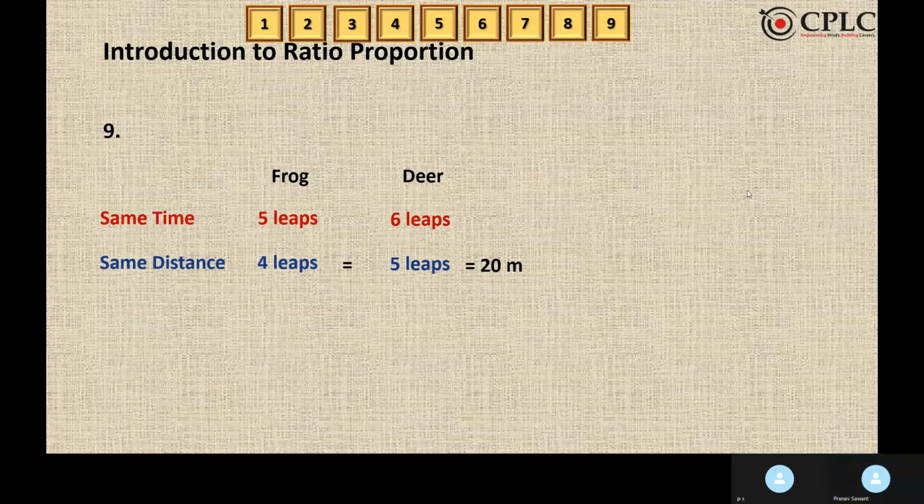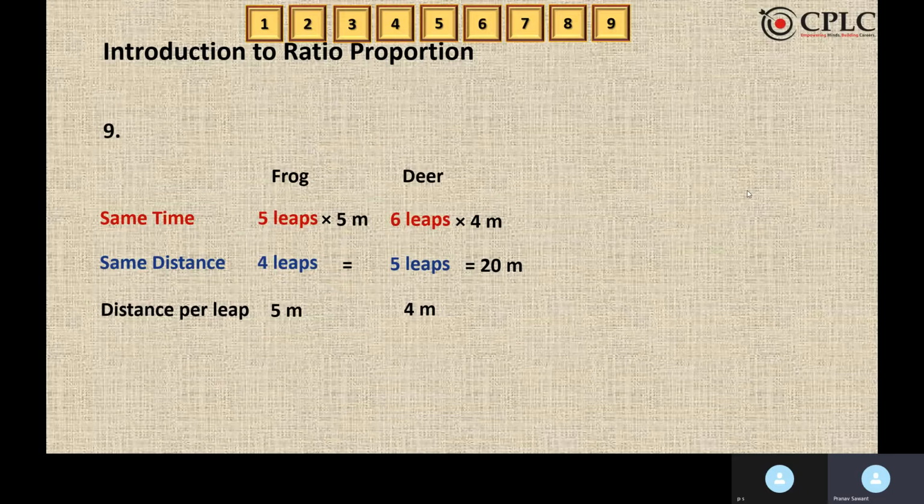Now, it is the same distance. But over here we have 4 and 5. They are not the same. Hence, by taking the LCM, we'll first make the distance the same. So the distance we have made the same is 20 meters. If the distance covered is 20 meters, distance per leap would be, for a frog, 20 upon 4, for a deer, 20 upon 5. So distance per leap would be 5 is to 4.